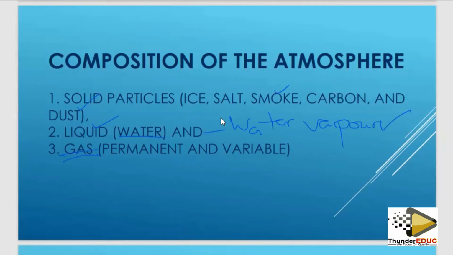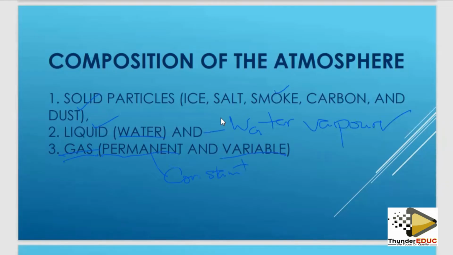Gases are also prevalent as a constituent of the atmosphere. They are found in the atmosphere as one of the major constituents which make up the atmosphere. Under these gases, we need to make a clarification. Number one, we have what we call permanent, and number two, we have what we call variable. What we call permanent is in other instances also called constant.